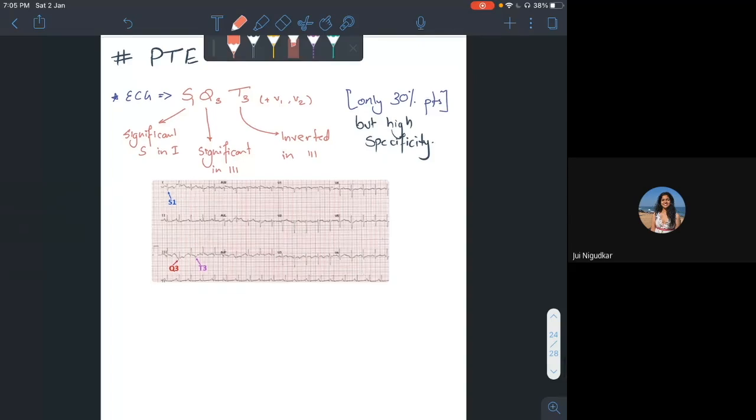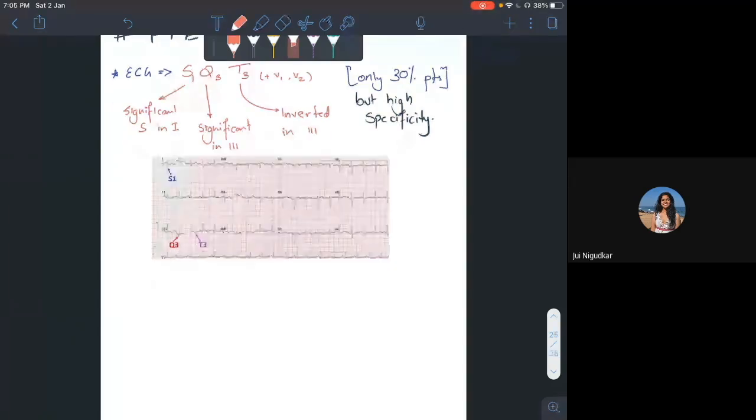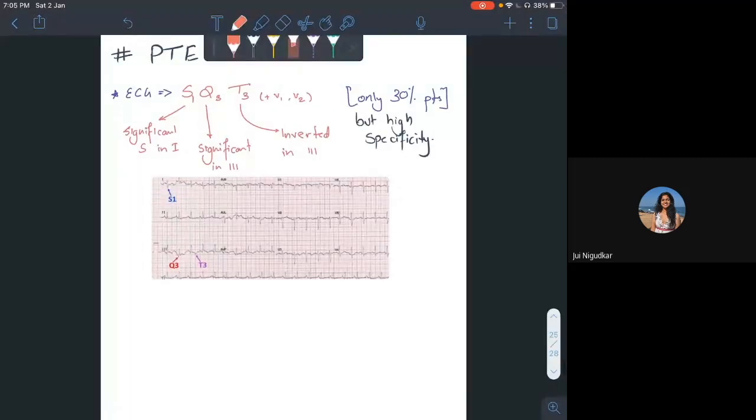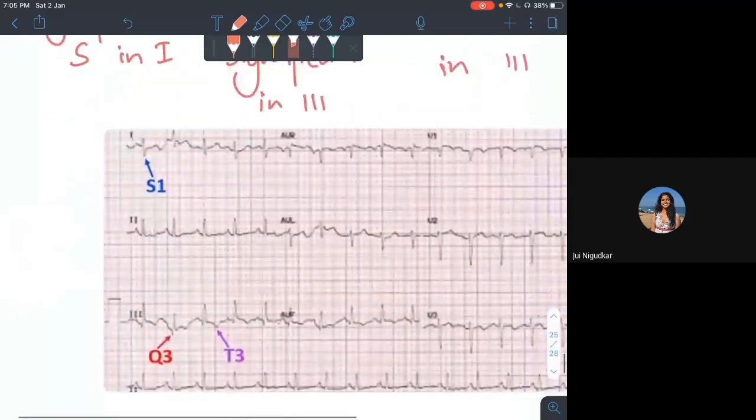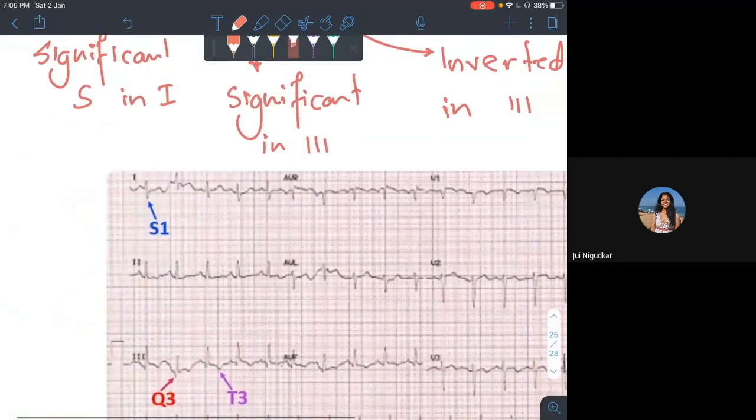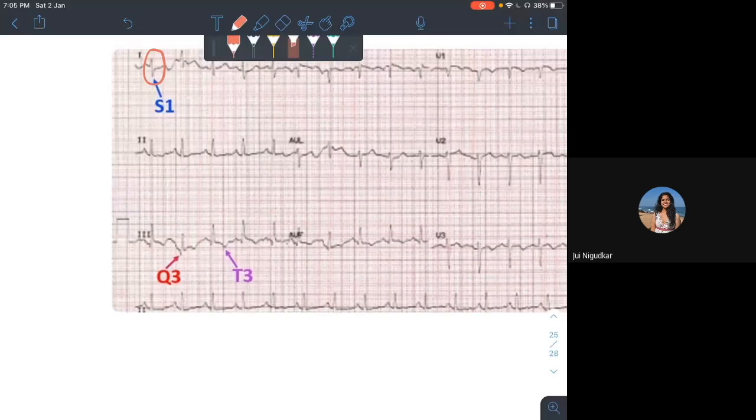The way to remember this is S1, Q3, T3. This is where you're going to have a significant S in lead 1, a significant Q in lead 3, and an inverted T in lead 3 as well. So what do I mean by this? A significant S is basically a large depression. This S is pretty deep. A Q, like I said before, a pathological Q is something which goes very deep. So Q3 and T3, where the T is inverted in lead 3 as well.